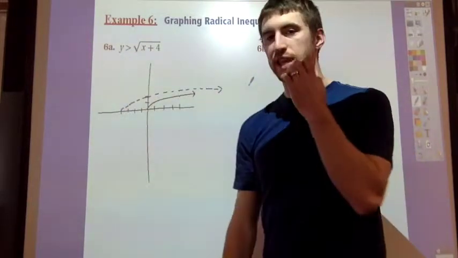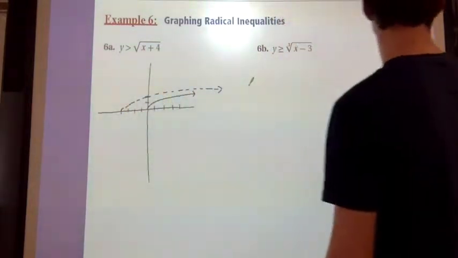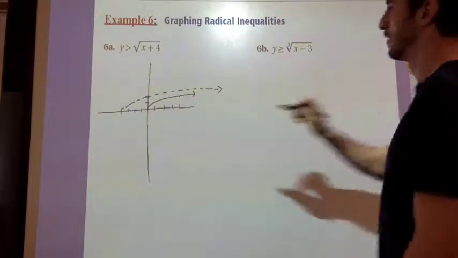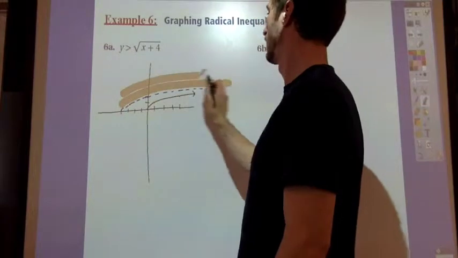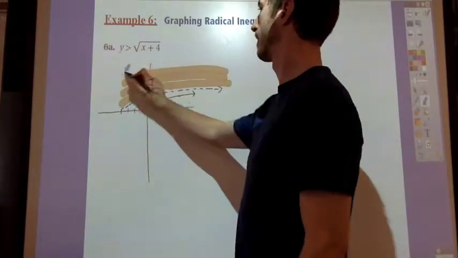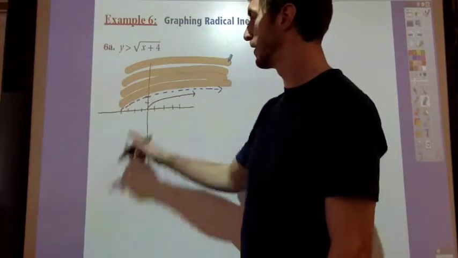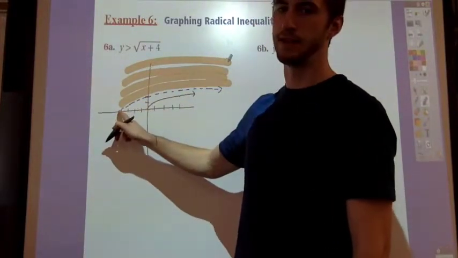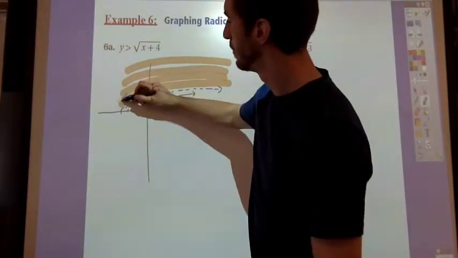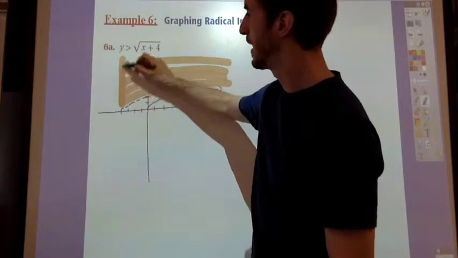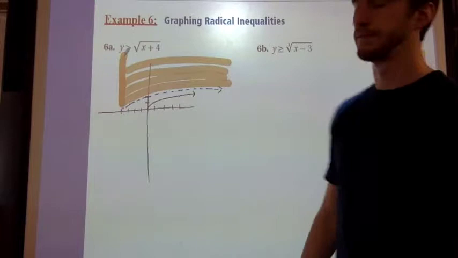And then it's everything that's above square root of x plus 4. So that means I'm shading in everything that's above it, like so. You're not going to shade anything on this side, though, okay? Because x has no values to the left of -4. So make sure you don't shade anything past this point right here. Okay? And that's what that is.